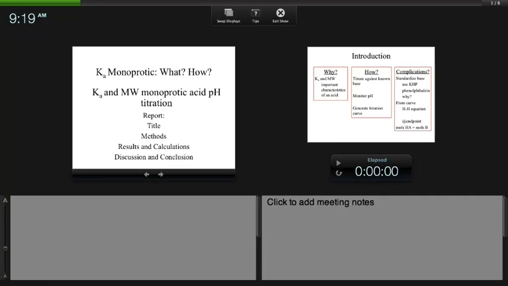One of the other things that you will end up determining in the process of this reaction is the molecular weight for your weak acid as well. So you could tag that into the title.